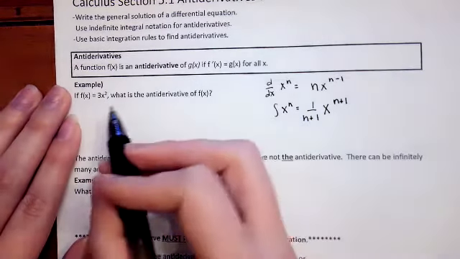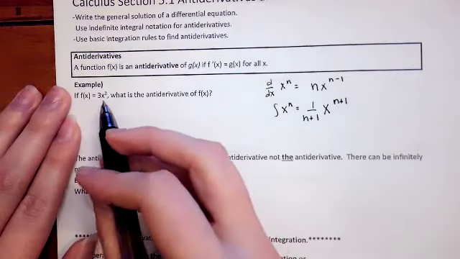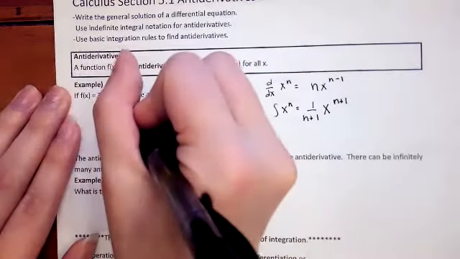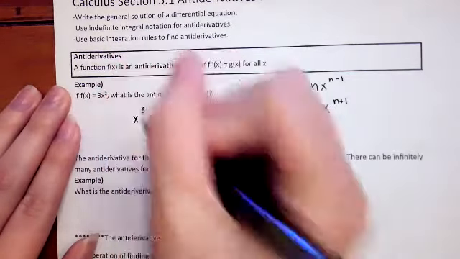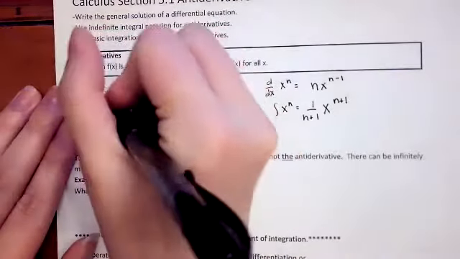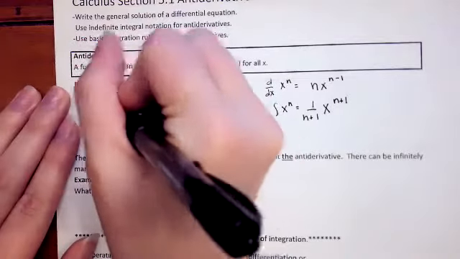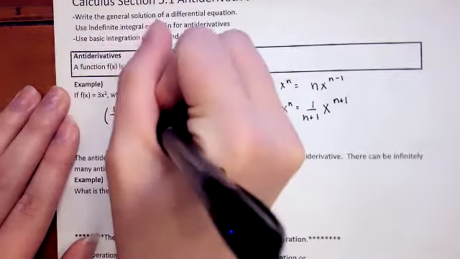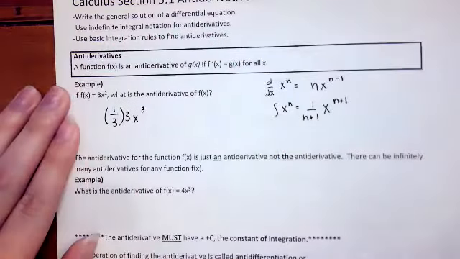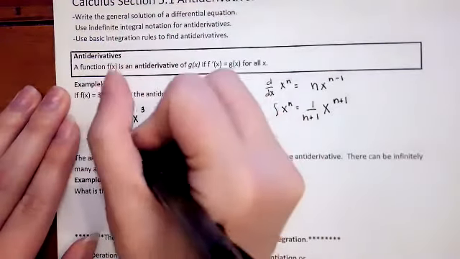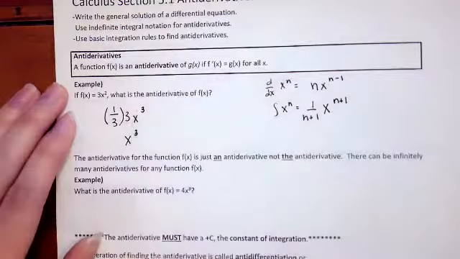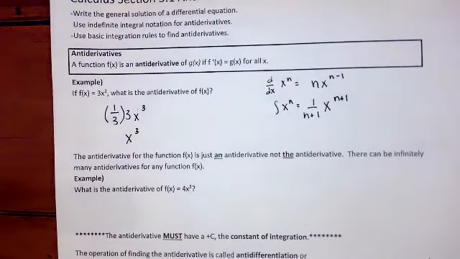Okay? So with 3x squared, I'm going to have my new power be a cube because I add 1 to my power. The 3 stays, and then I'm going to multiply by the reciprocal of my new power, which is a 3. So 1/3. Obviously, that 1/3 and the 3 cancel out, and I have x cubed. Now, this is just an antiderivative, not the antiderivative, because I could have lots of different options for this.